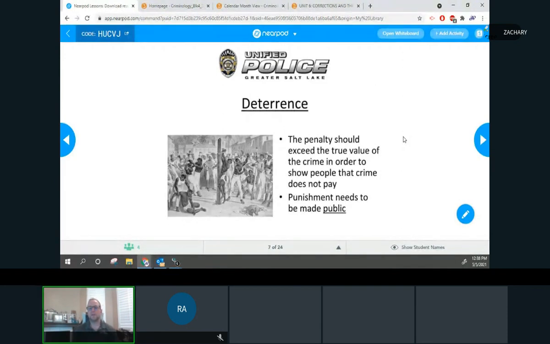Okay, the next one is deterrence. Deterrence is the penalty should exceed the true value of the crime in order to show people that crime does not pay. So punishment needs to be made public. And so you think about public hangings, maybe back in the Wild Wild West, right? Or it looks like they have some whippings going on right here.